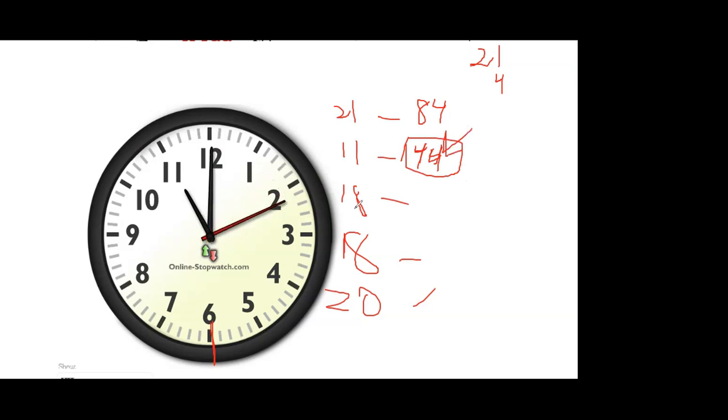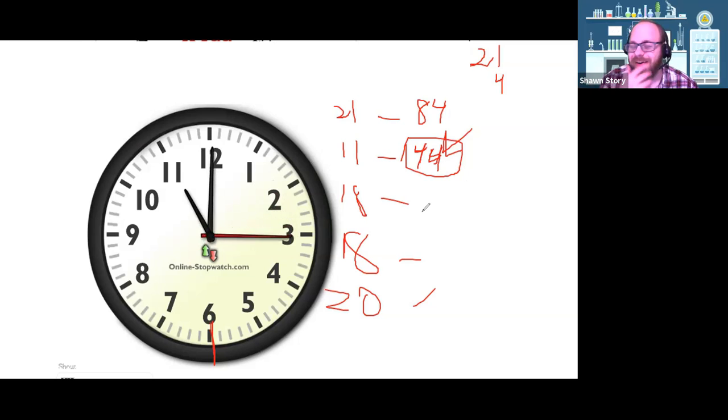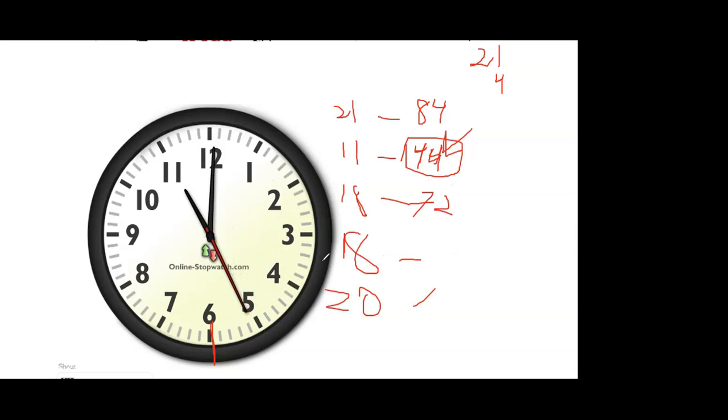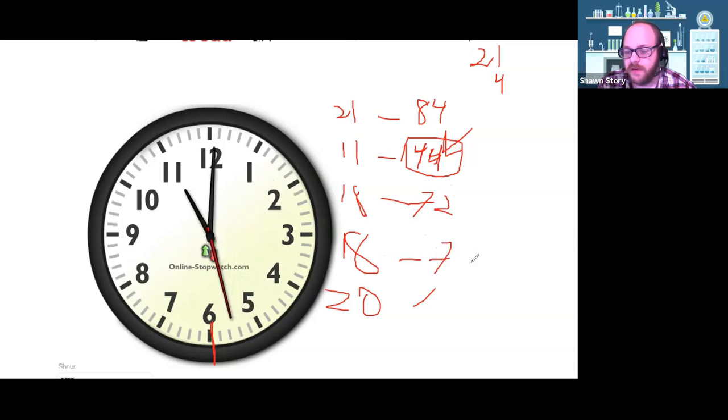All right, 18. So if we take 18 and multiply by 4, yep, 72. And then 20 times 4 is 80.